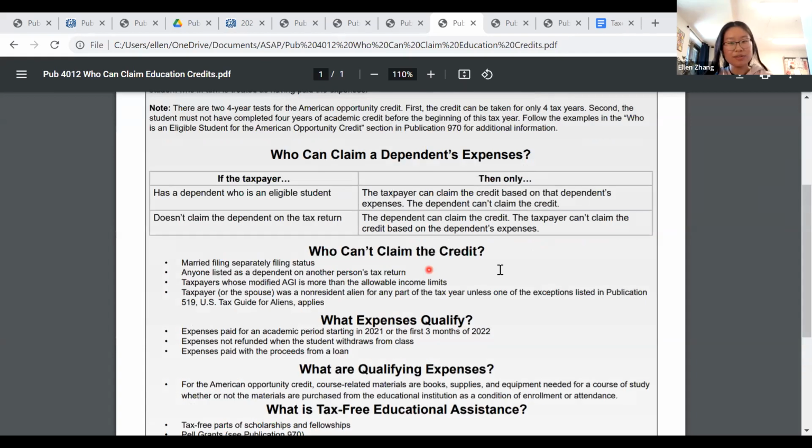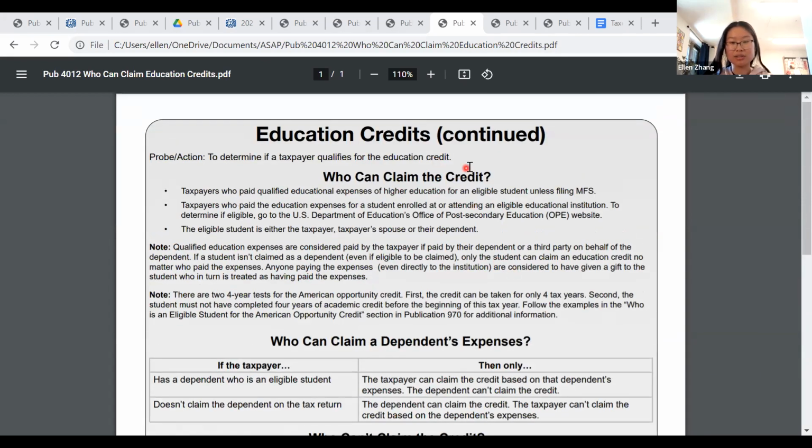So now that we've got a good idea of who can claim this credit, is it the dependent? Is it the taxpayer who might be your parent? Let's do a practice problem on education credits.